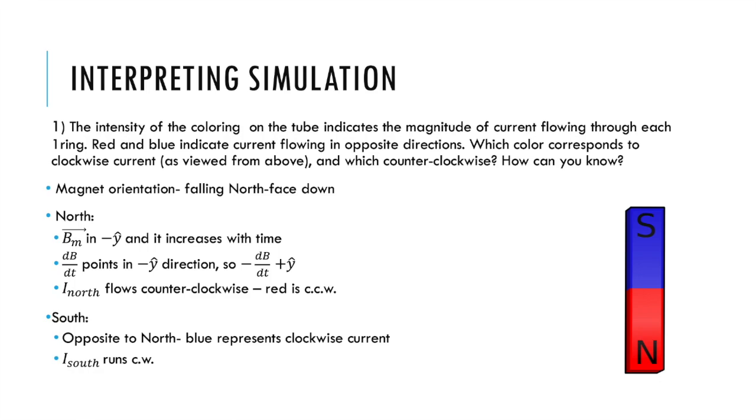So we know that the north current flows counterclockwise, which means the red part is counterclockwise, and then the south is just going to be the opposite of the north. This means the blue represents the clockwise current. This is because the derivative points upwards as the field is decreasing over time, and then the negative derivative points downwards, and this gives us this clockwise current.